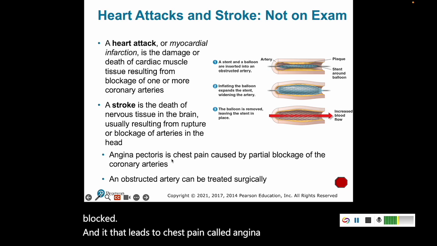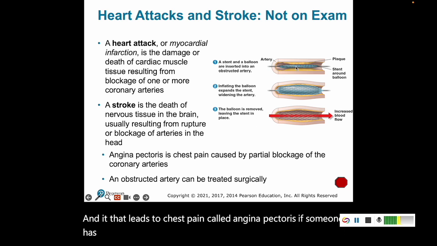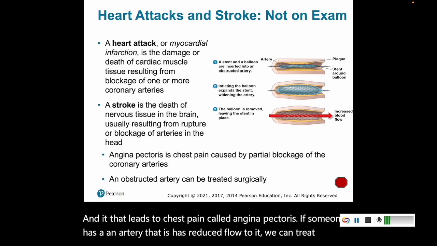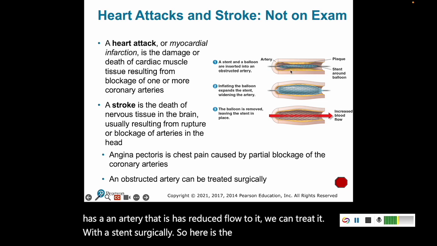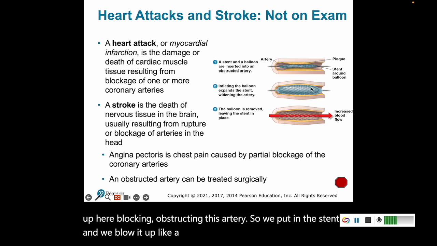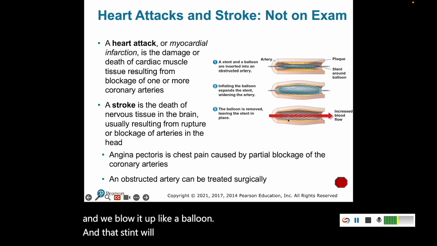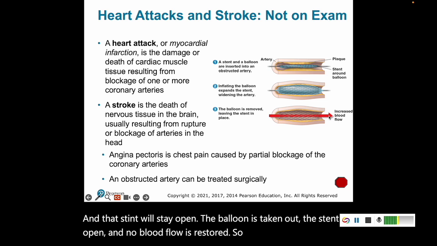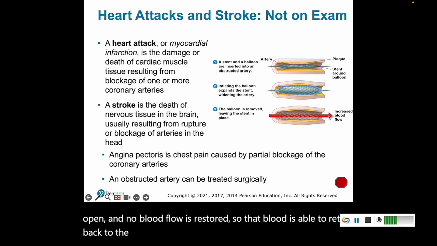If someone has an artery that has reduced flow to it, we can treat it with a stent surgically. So here is the artery that has had this buildup here, obstructing this artery. So we put in the stent and we blow it up like a balloon. And that stent will stay open. The balloon is taken out, the stent is open, and our blood flow is restored so that blood is able to return back to the heart or to the brain, depending on where you were placing that stent.